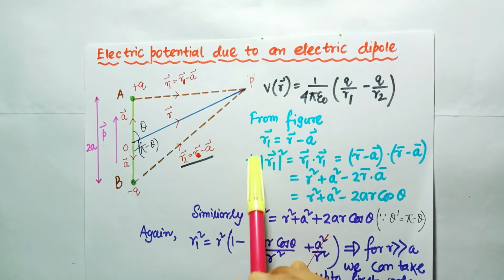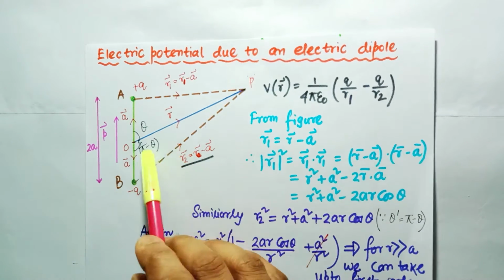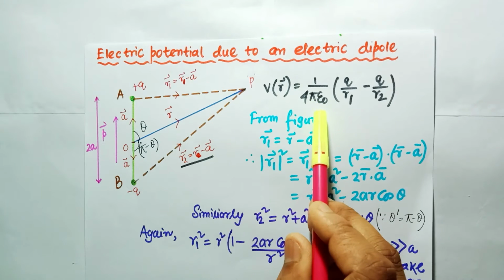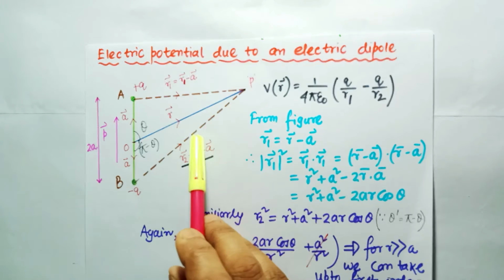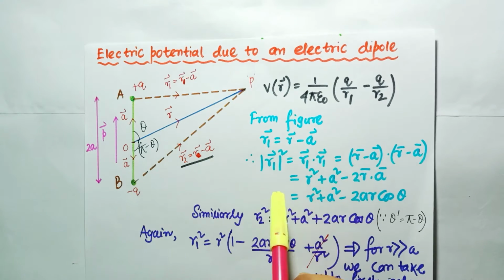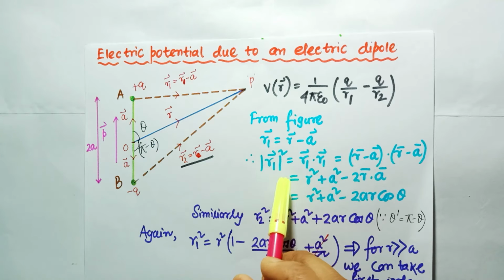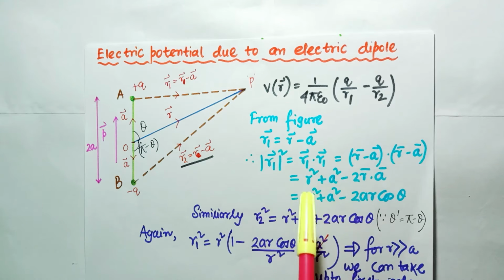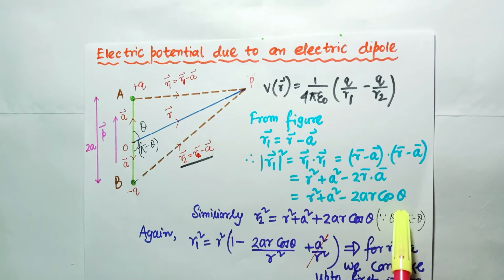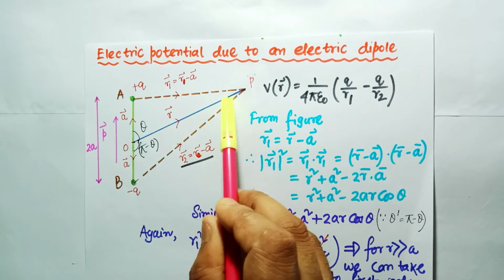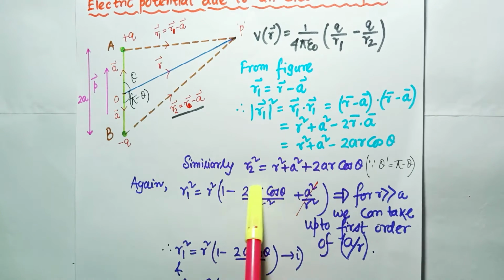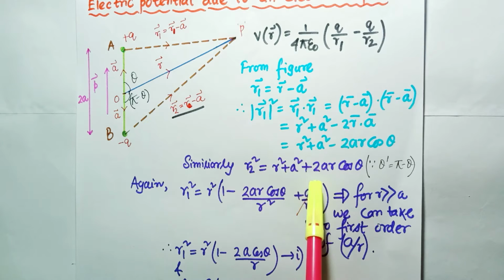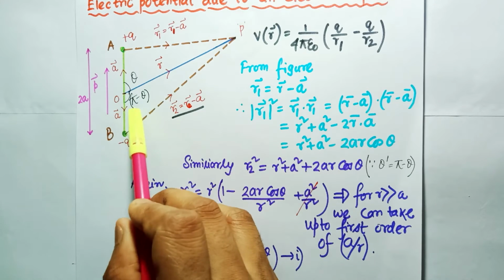So we can write the potential V(r) at the point P, whose position vector is r, equal to 1 by 4 pi epsilon naught times q by r1 minus q by r2. From the figure you can see that r1 vector is equal to r minus a, and we can write that the magnitude of r1 whole square is equal to r1 dot r1. So it means (r minus a) dot (r minus a). It means r square plus a square minus twice a r cosine theta, because you can see from the figure this is the r vector, this is the small a, and in between the angle is theta. Similarly for r2 square we can write r square plus a square plus twice a r cos theta, because this angle is pi minus theta.